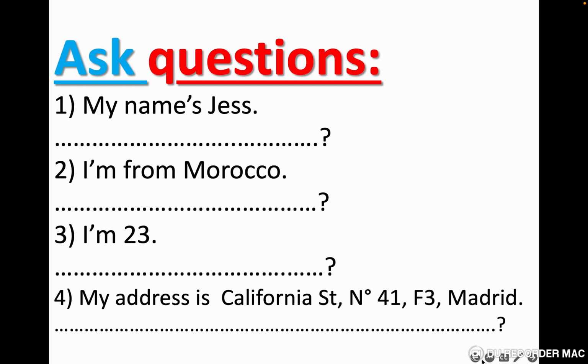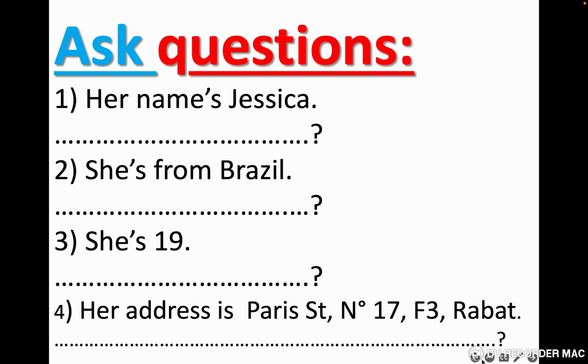Let's go to the next slide. Ask questions. Her name's Jessica. What's the question about this sentence? Number 2. She's from Brazil. What's the question? She's 19. What's the question? Her address is Paris Street, number 17, F3, Rabat. What's the question? So you are going to do the same. You stop the video, answer all 4 questions, then you can go to the next slide.